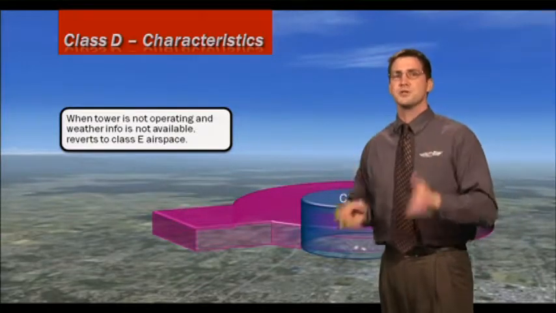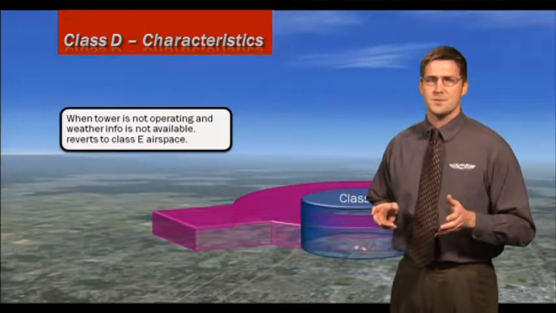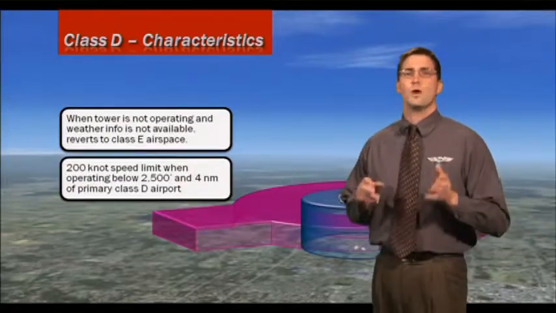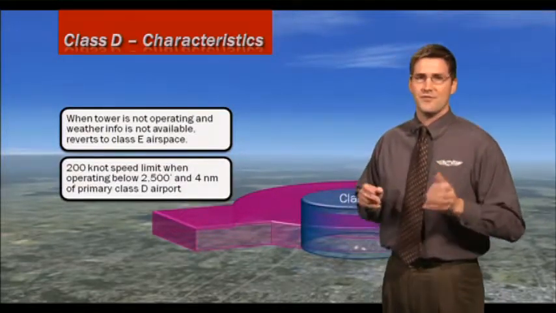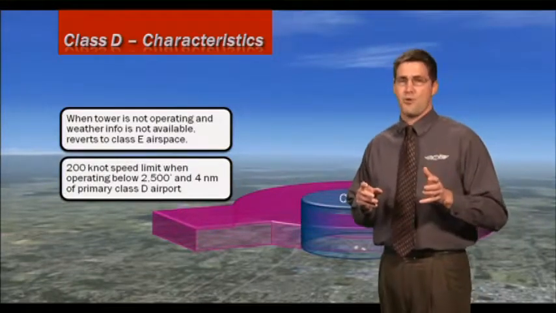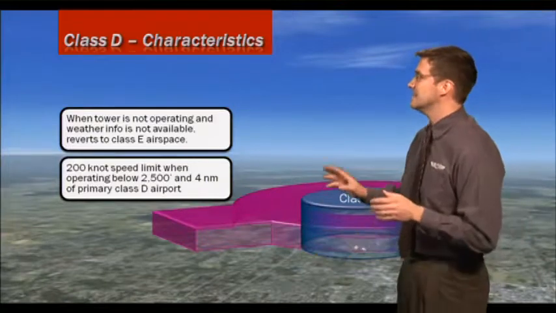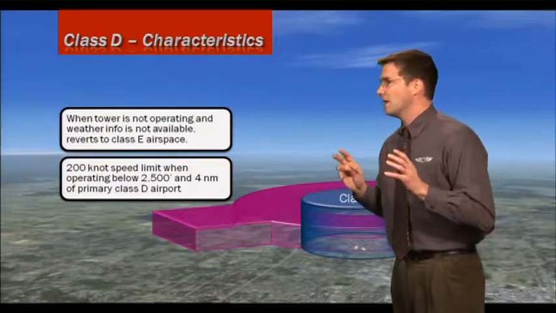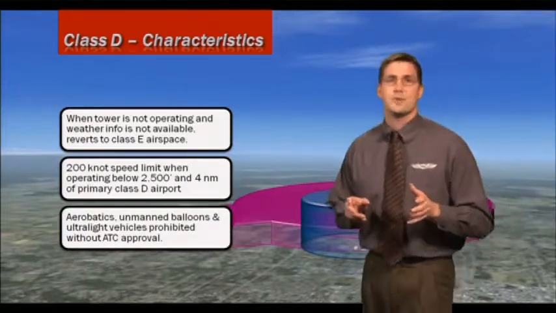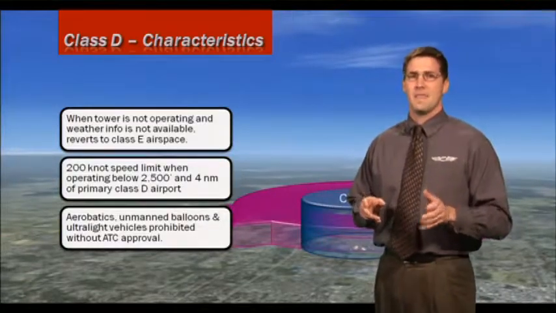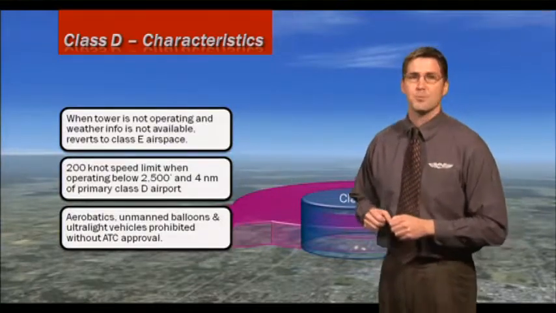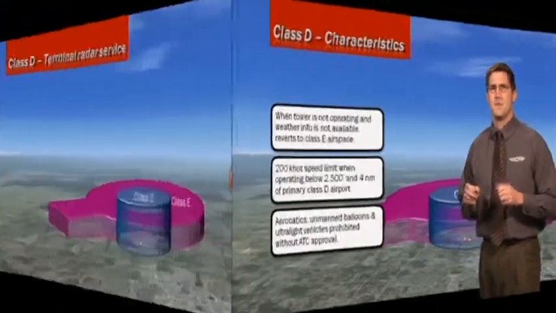Now, there are some restrictions when operating in Class D airspace. For example, you need to obey a 200 knot speed limit when operating at or below 2,500 feet AGL and within 4 nautical miles of the primary airport within Class D airspace. If you want to fly an ultralight aircraft in Class D airspace, you also must get permission from ATC prior to flight. And you also can't do aerobatics in Class D airspace unless you get prior approval from ATC.